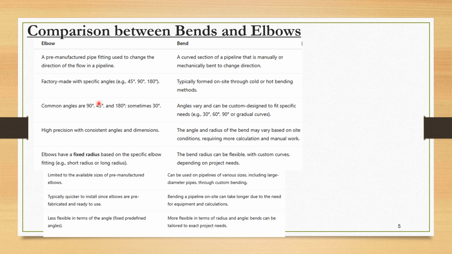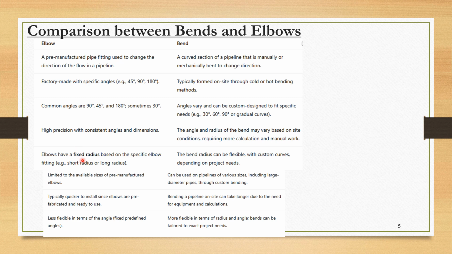Common angles are, as I mentioned, 90 degree, 45 degree and 180 degree. Sometimes 30 degrees is also available. Angles vary and can be custom designed to fit specific needs. Then elbows are high precision with consistent angles and dimensions, whereas for bends, the angles and radius of bend may vary based on site conditions, requiring more calculation and manual work.